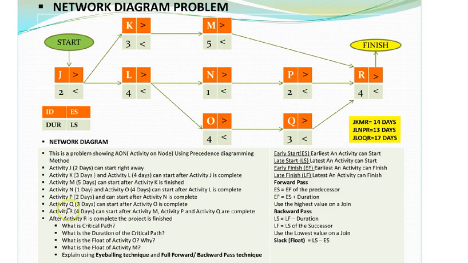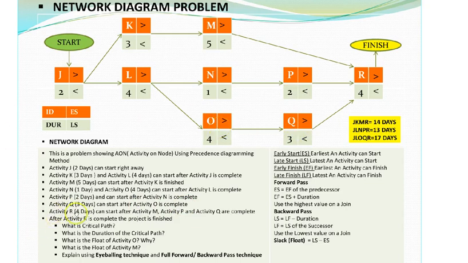Let's go to the next one, activity Q, which takes 3 days and can start after activity O is complete. So I go close to O, and on the right I put my Q. And Q cannot be started unless O is complete. So Q is dependent only on O.